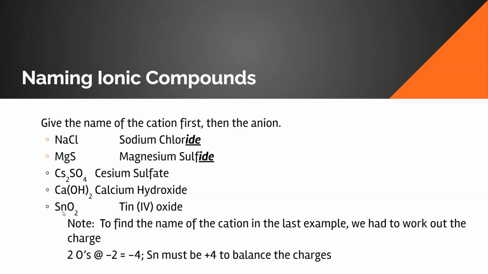But since this is one of the metals that is polyvalent, I need a Roman numeral next to this one's name for its charge. To work that out, I have to remember that ionic compounds form by balancing the positive and negative charges. And oxygen's oxidation number is -2. And there's 2 of them. So -2 times 2 is -4. That means the tin, to balance that charge, has to be a +4. So this would be called tin(IV) oxide.